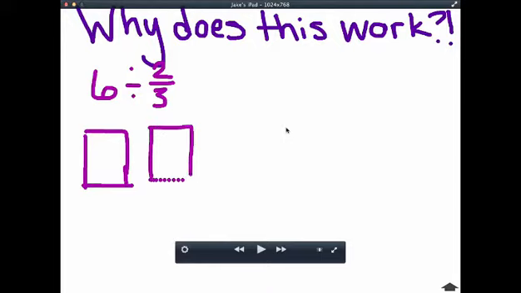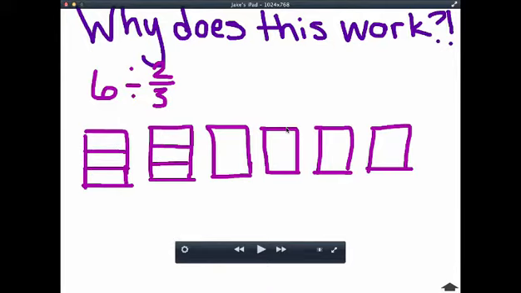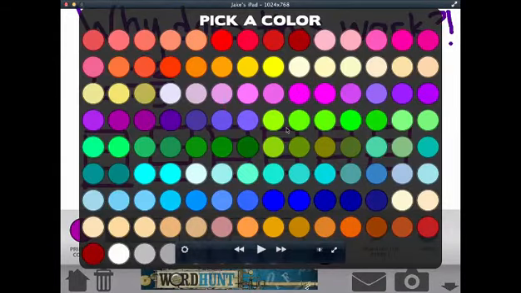1, 2, 3, 4, 5, 6. And since my denominator in my original problem is 3, that tells me how many pieces I need to break each container up into. So the goal is to have 3 equal sections in each of these 6 containers. I'm going to switch colors here for shading to help us see what's going on.